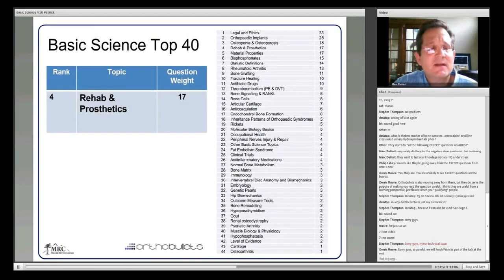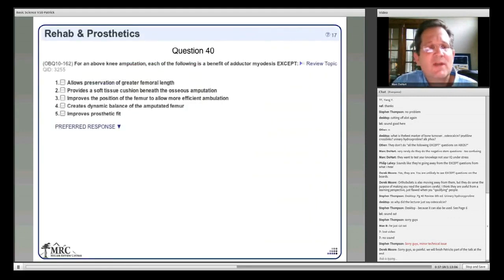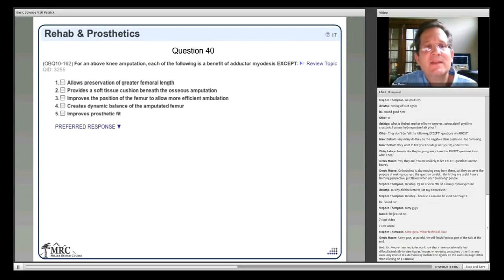Next topic is kind of an unusual potpourri topic, rehabs and prosthetics, and we'll start off with question 40. For an above-the-knee amputation, each of the following is a benefit of adductor myodesis except.